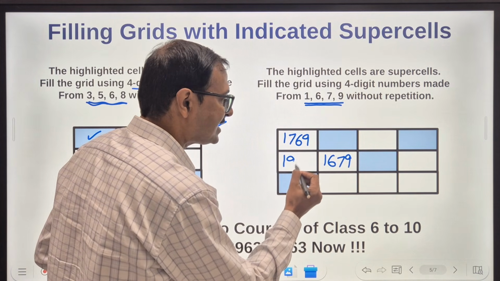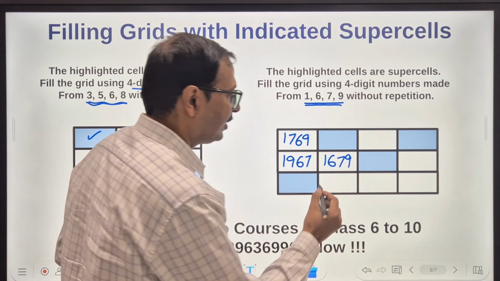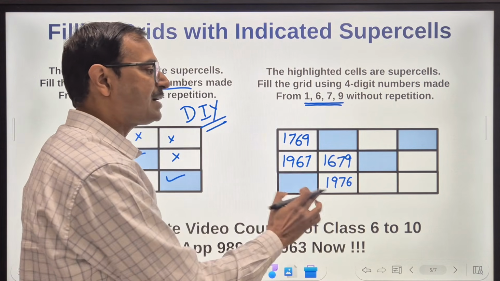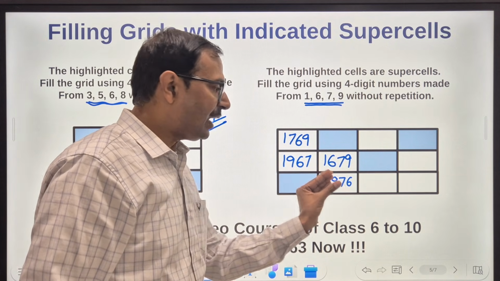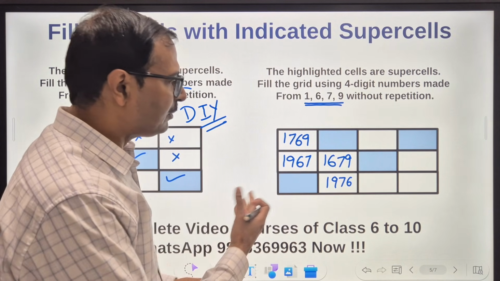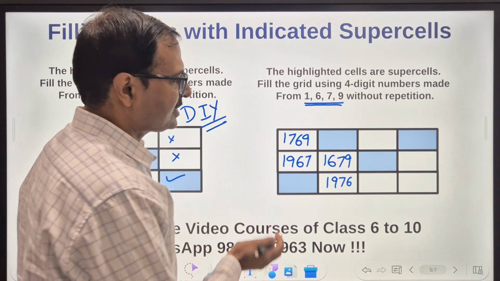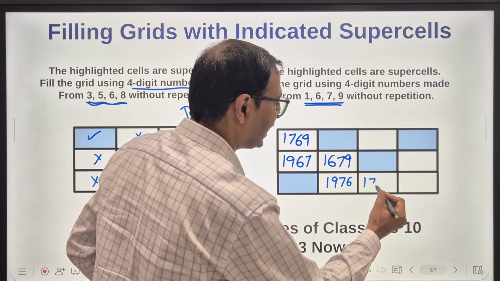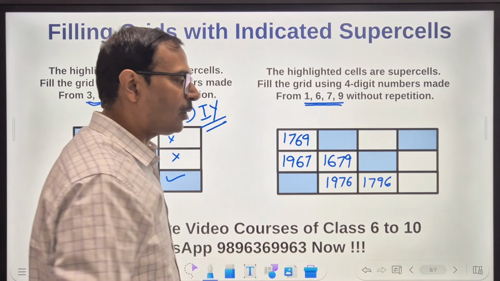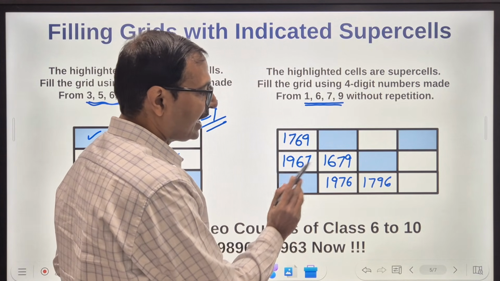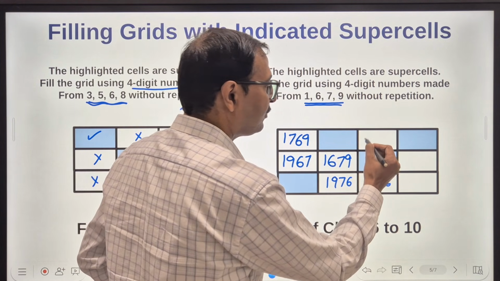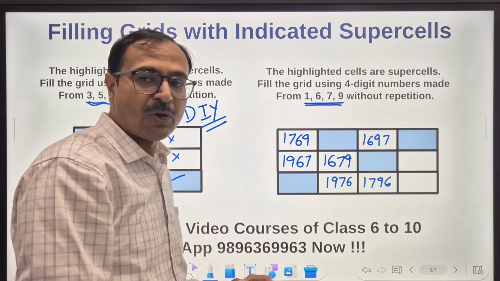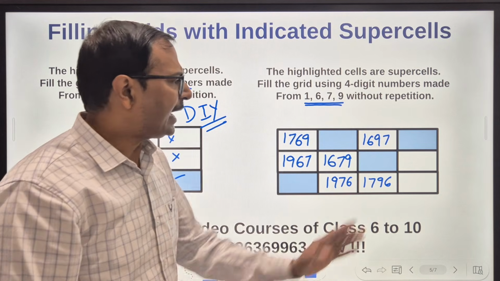How about 1, 9, 6, 7? How about 1976? See, all these numbers are beginning with 1 only. So they are the smaller numbers. I can write more numbers also, but see, starting with 17 I wrote 1769. So I can write 1796 also. That is another combination. Starting with 16 I wrote 1679. I can write 1697 also. See, all these are different numbers and they are all beginning with 1 only. But I need 2 more.